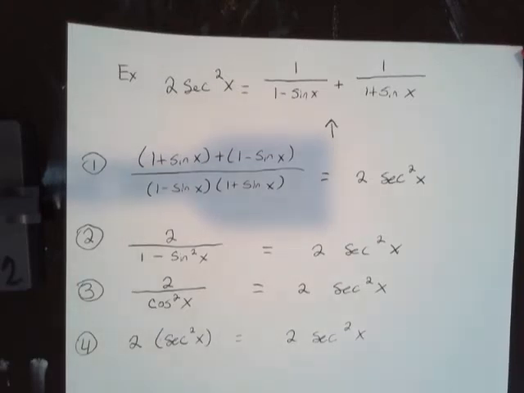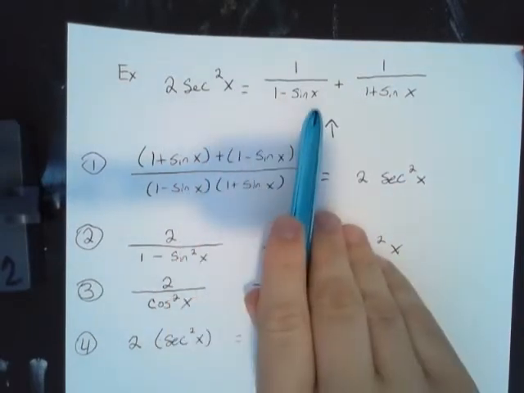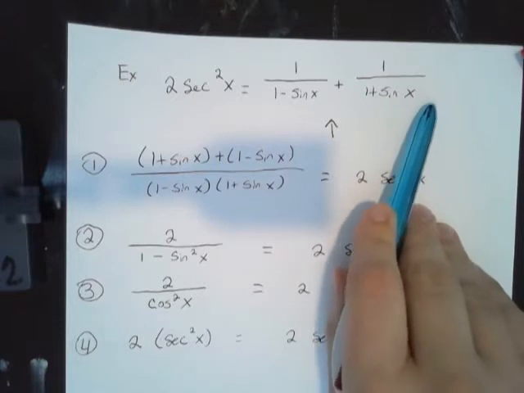Alright, for this video, we're going to look at another one of these verifying identities. We're actually going to use a fairly useful identity, and we're going to prove it first. So, we're going to have 2 times secant squared of x is equal to 1 over 1 minus sine of x plus 1 over 1 plus sine of x.